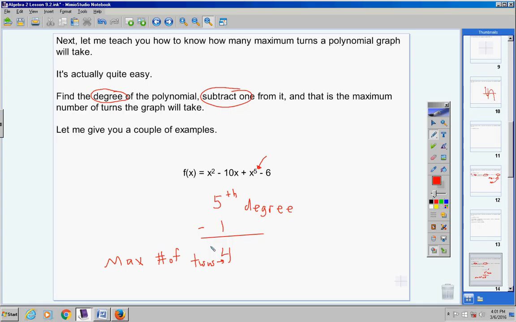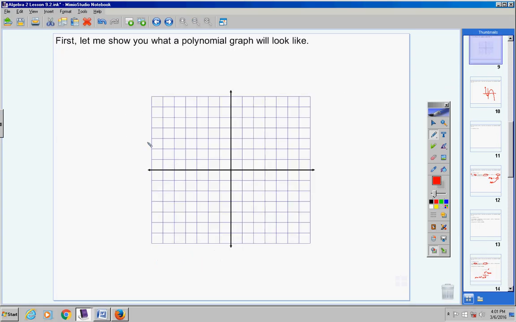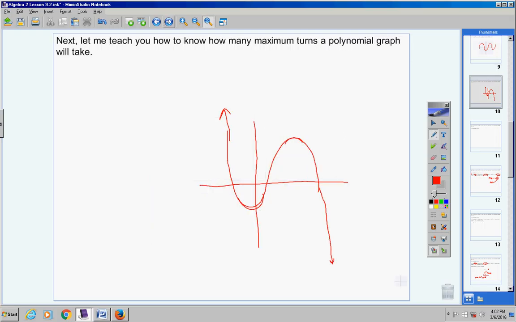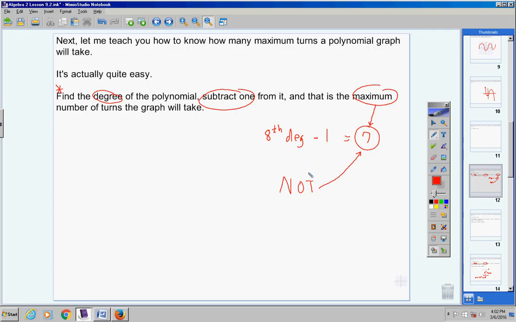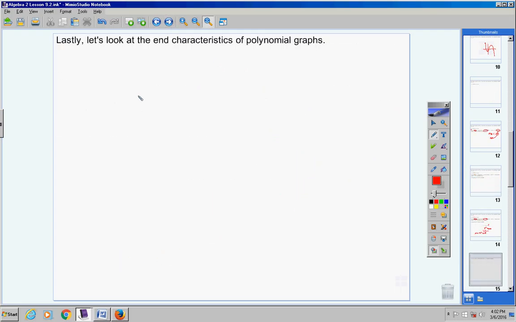So we've learned a couple things so far. We've kind of learned, generally speaking, what a graph looks like. It takes smooth, rounded turns, and eventually it will continue going up and down, and not take any more turns. And then secondly, we've learned how to find the maximum number of turns. Okay? It's not that difficult. Alright, here we go. Now, lastly, let's look at the end characteristics of polynomial graphs. Okay? The end characteristics.